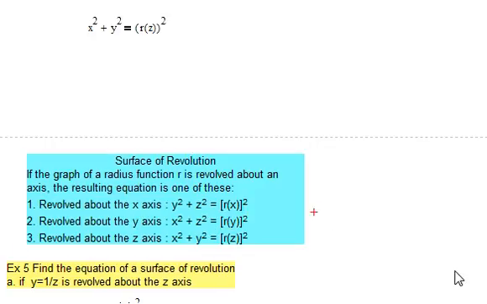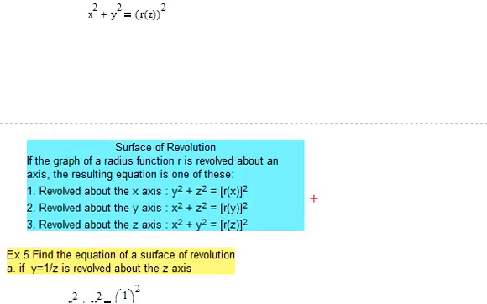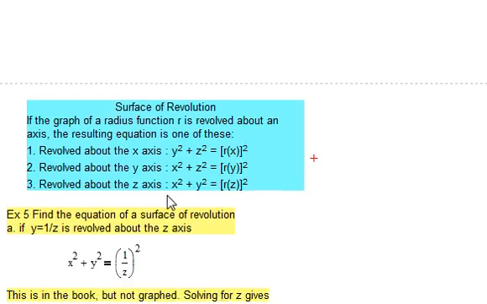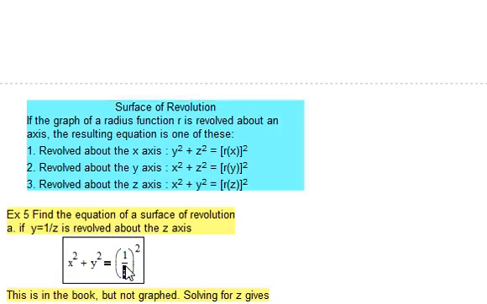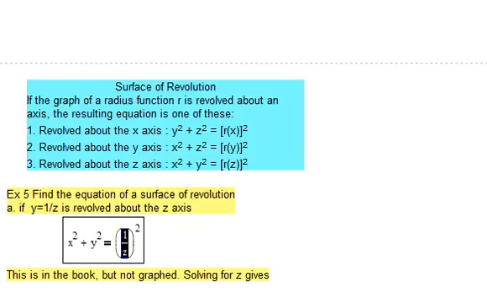So let's do one. Find the equation of the surface of revolution if y equals 1 over z is revolved about the z-axis. So about the z-axis, here it is: x squared plus y squared equals the generating curve squared, right? The generating curve is y equals 1 over z. So here's the 1 over z, and x squared plus y squared is just the left-hand side since it's revolved about the z-axis.